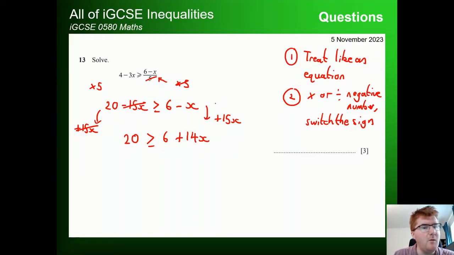Again, we're going to work our way along to try and get this x on its own. The plus 6 is annoying. What's the opposite of that? Minus 6 on both sides. 20 minus 6 is 14, greater than or equal to, and the 6 cancels, leaving us with just 14x.